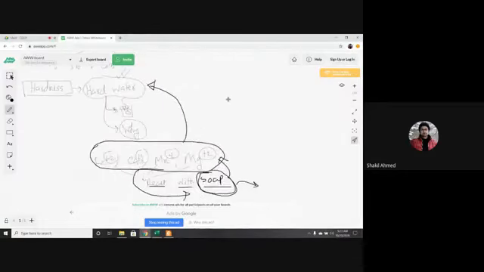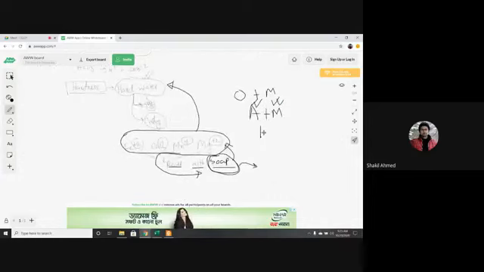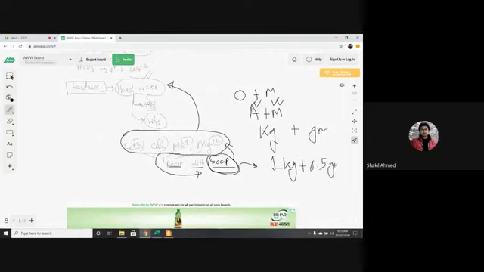Can you add an apple with a mango? Apple and mango. Can you add them? Those are different things, right? Let's take another example. Can you add kg with gram? No, sir. 1 kg plus 0.5 gram. Can you do it? No.